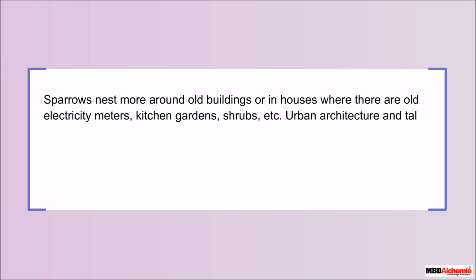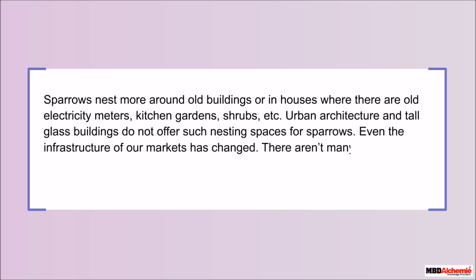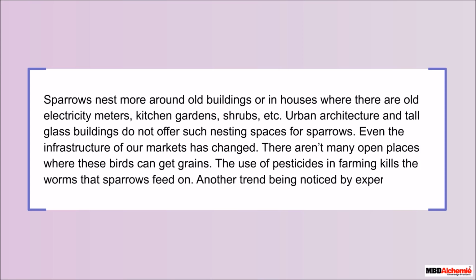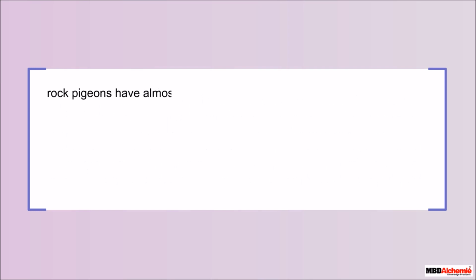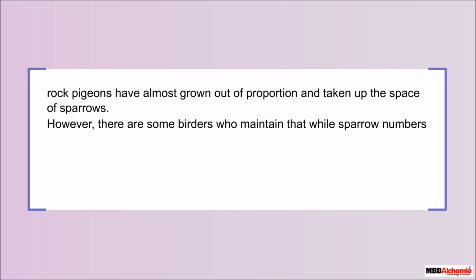Urban architecture and tall glass buildings do not offer such nesting spaces for sparrows. Even the infrastructure of our markets has changed. There aren't many open places where these birds can get grains. The use of pesticides in farming kills the worms that sparrows feed on. Another trend being noticed by experts is that rock pigeons have almost grown out of proportion and taken up the space of sparrows.